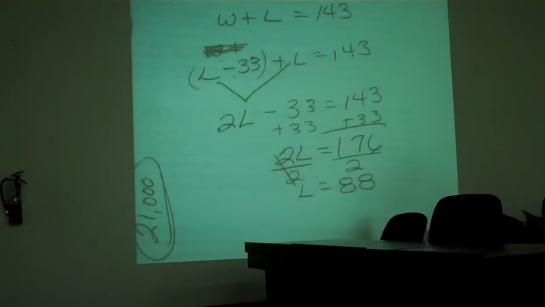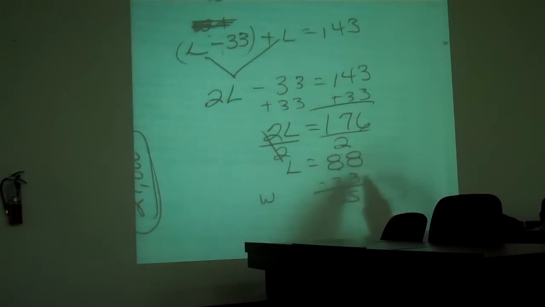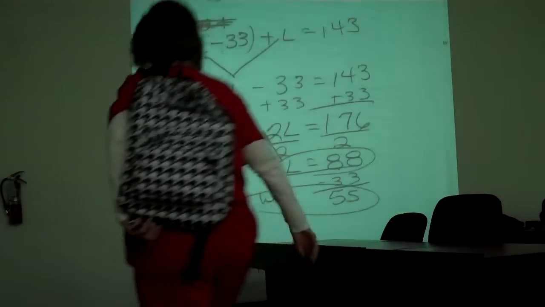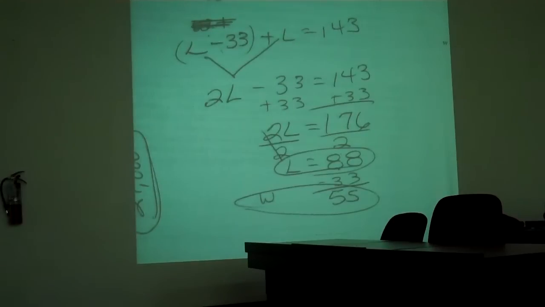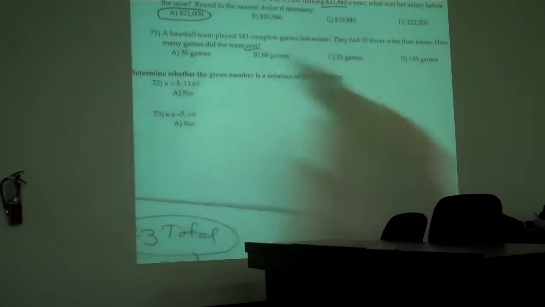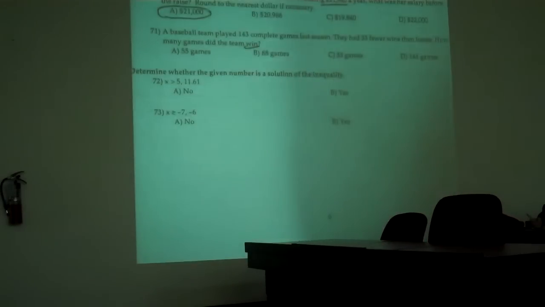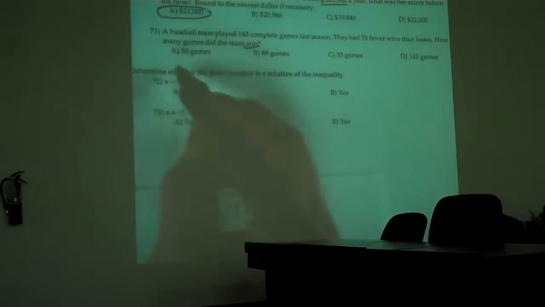Okay. If they have 33 fewer wins, the wins will be 33 less than this, which is 55. So they have losses 88, wins 55. And make sure that adds up to 143, which it does. Okay, so what did it ask for? How many games did they win? So that should be 55, right? Number 71 is 55. A.